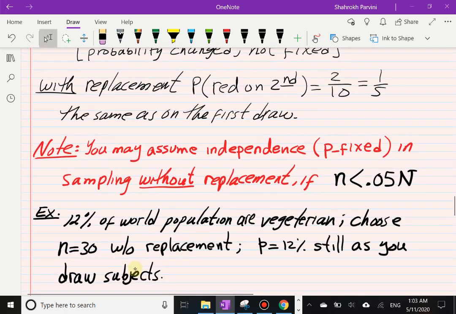Now here I want to have an example. Suppose 12% of the world population are vegetarian, and I'm going to choose a sample of size 30 without replacement. See that? So when I select someone, I'm not going to put them back in the population. Now, the probability is 12% as you draw subjects in this case. So why is the probability still 12% as you draw subjects of size 30 from the general world population?